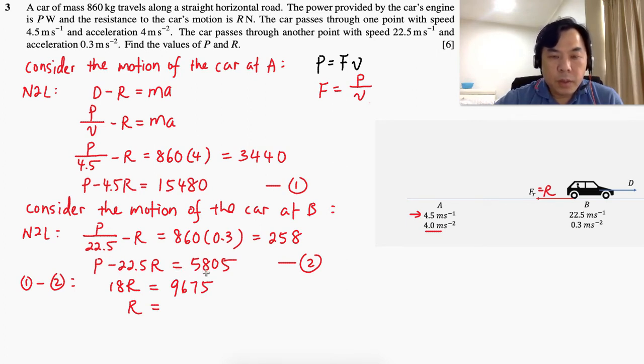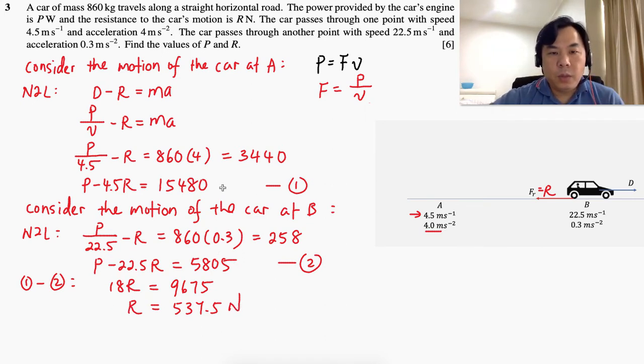Is it the same as this? Okay, let me check. I think I got it wrongly. Okay, just let me check the value one more time. 1515480, and then 5805 here. Okay, then 9675. Okay, 9675, correct. So I will end up with my resistive force equal to 537.5 Newton.